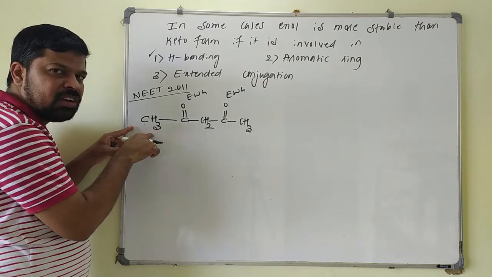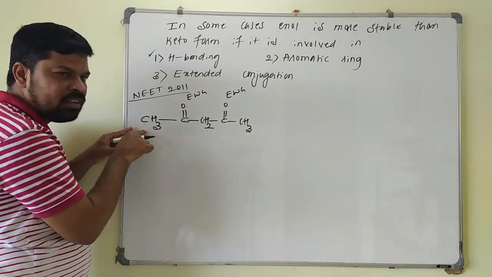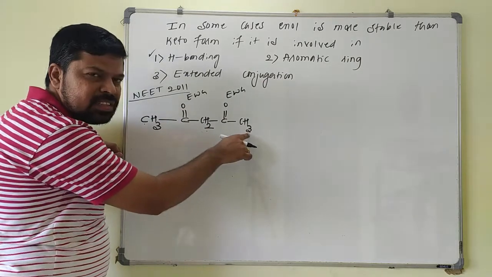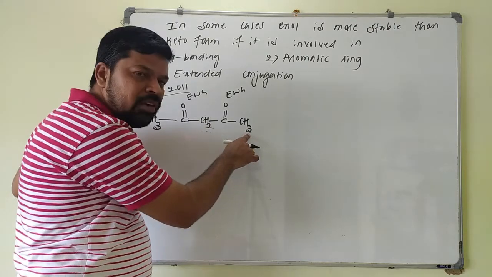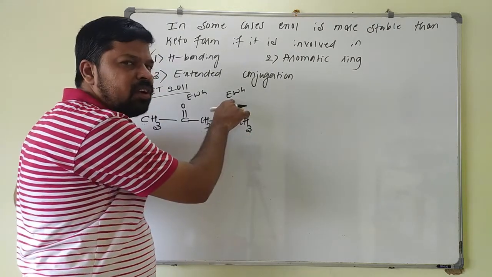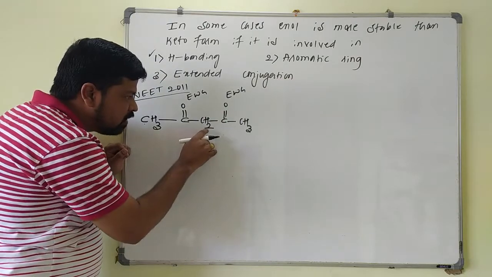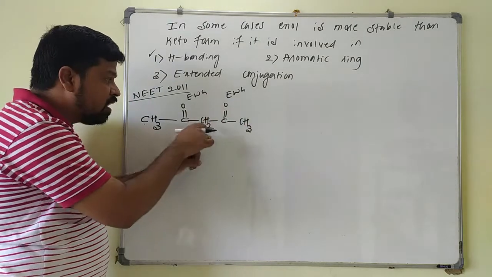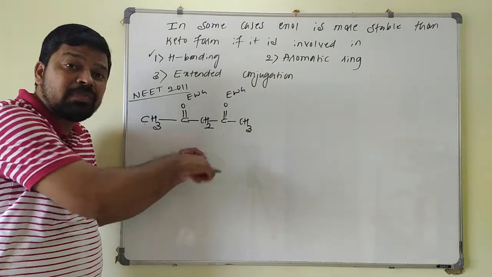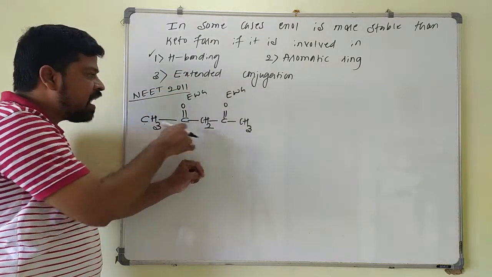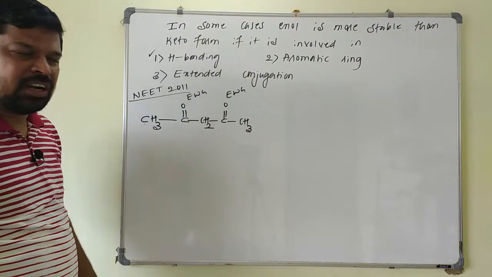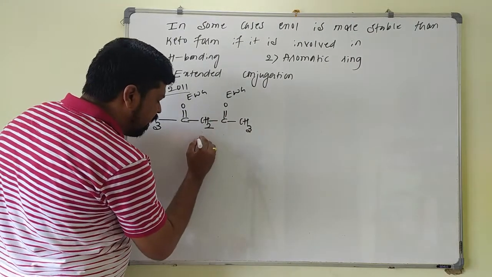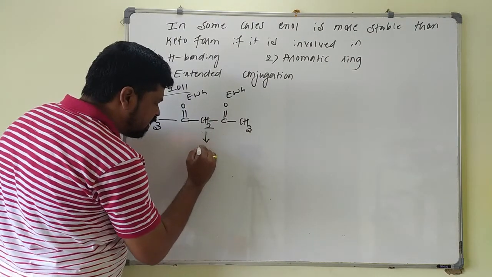The acidic nature of this hydrogen atom is due to the electron withdrawing nature of this one. The CH3 group is coming out as H plus ion due to the electron withdrawing nature of this one. Similarly, these hydrogen atoms are present between two electron withdrawing groups. As a result, this hydrogen atom is coming out as H plus ion more rapidly as compared to these two hydrogen atoms. That's why this will be more acidic.